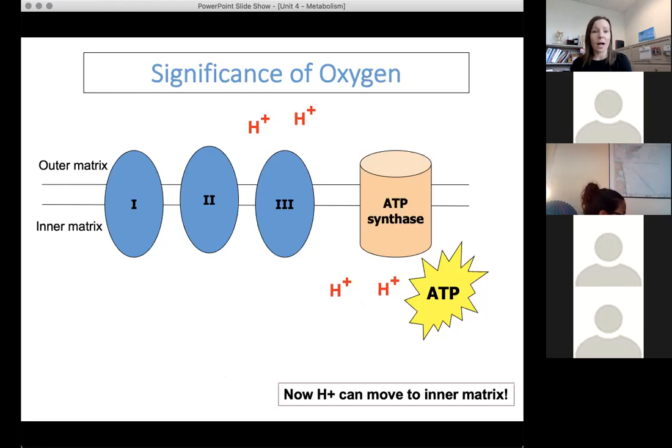Also know for glycolysis, it's the only step that can occur without oxygen. The other 3 steps, you have to have oxygen present or the process can't occur.